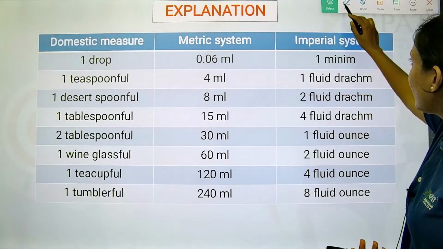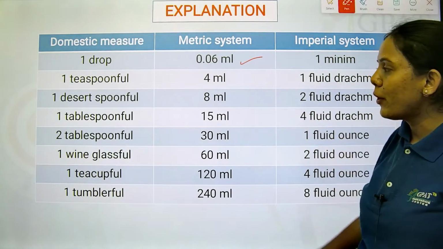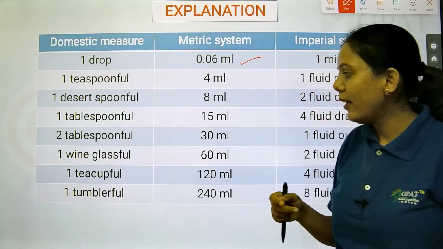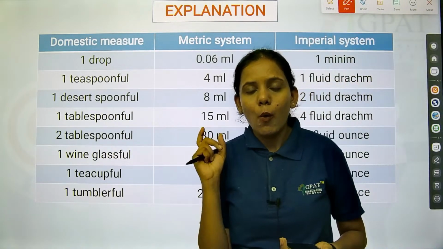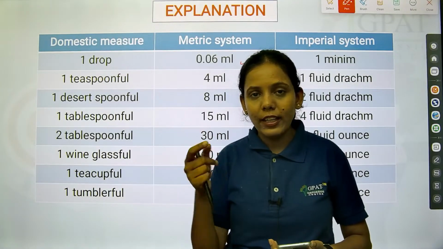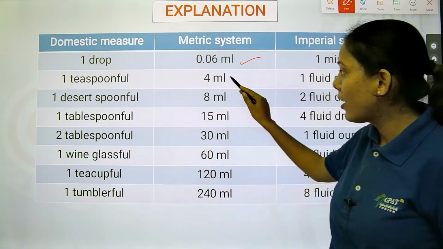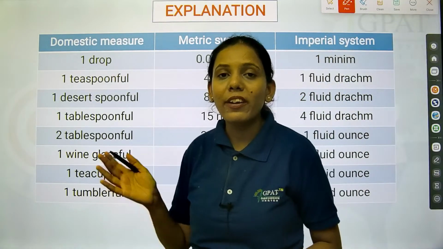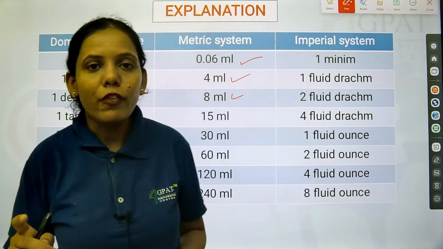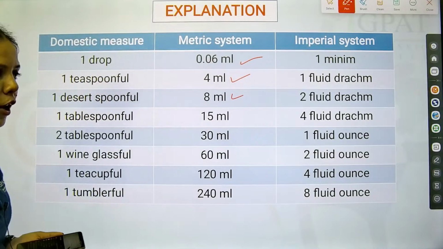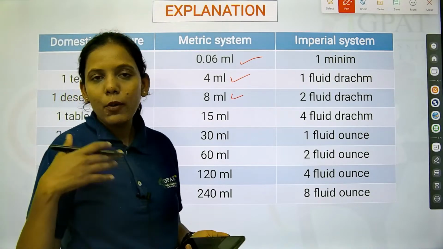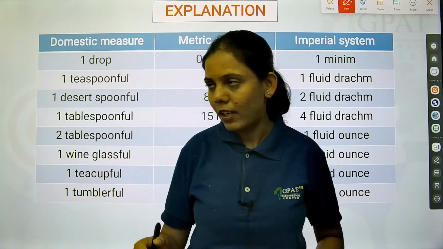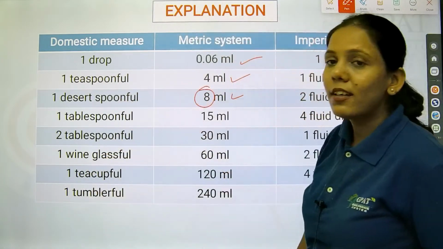So 1 drop, here the table is given, 1 drop is equal to 0.06. 1 teaspoonful: whenever you see the teaspoon in your tea, it should click 4 ml. Then you have dessert spoonful, 8. I always say that you relate with day-to-day life examples. For example, any dessert you take, gulab jamun or rasgulla, rasmalai, whatever your favorite dessert is, 8 ml of the dessert spoonful.